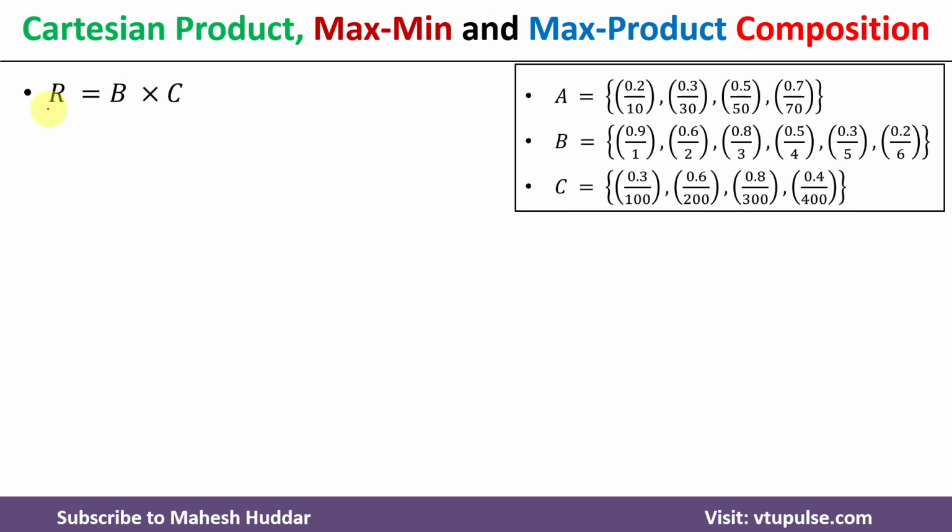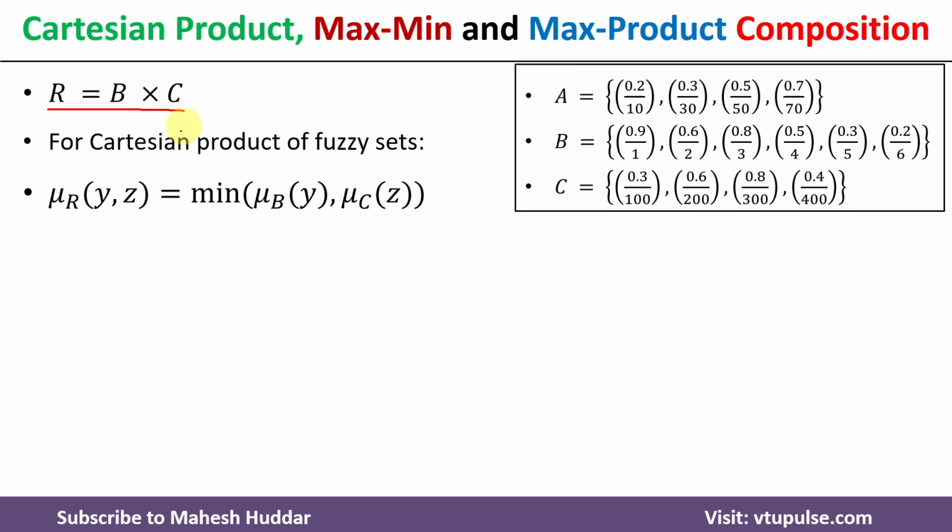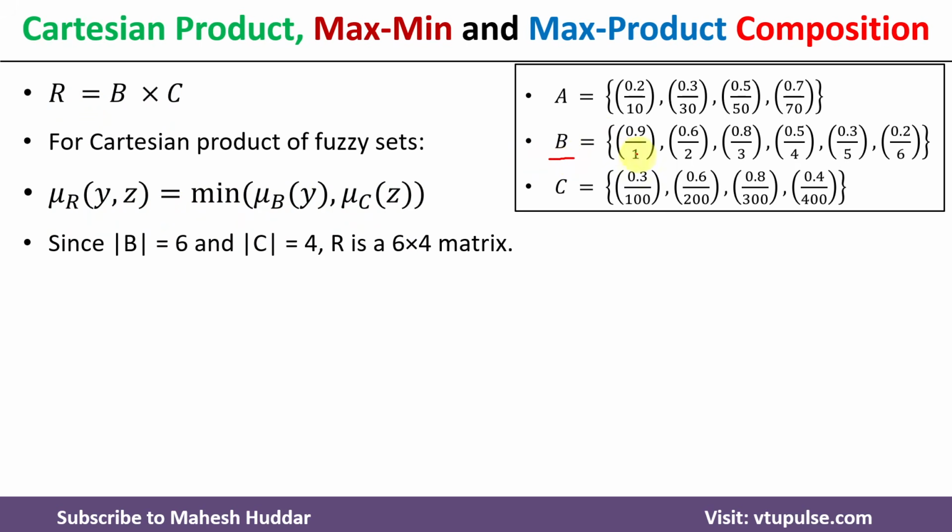Next, we will calculate the Cartesian product between the fuzzy sets B and C. To do this, we need to use the following formula. The membership value of (y, z) in R is equal to the minimum of the membership value of y in fuzzy set B and z in fuzzy set C. Here we can see that the fuzzy set B contains 6 membership values and fuzzy set C contains 4 membership values. So we'll get the fuzzy relation matrix as a 6 by 4 matrix. Now we will compute the Cartesian product row by row. First I will consider the first row.